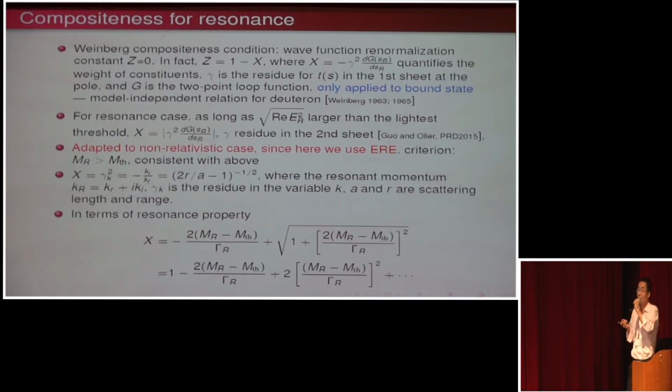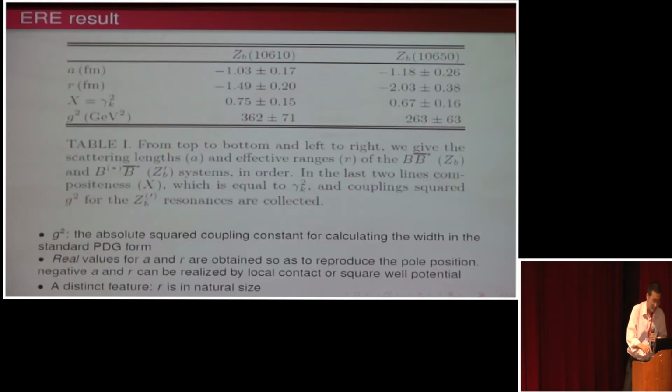And we know that at the pole positions, the momentum is also complex. We have a real and an imaginary part. And here we have the A and R. And in experiments, they can provide the mass and the width. So all these relations can be related to each other. Here is our value for X. For the ZB state it is around 80%, and for ZB prime it's around 70%.